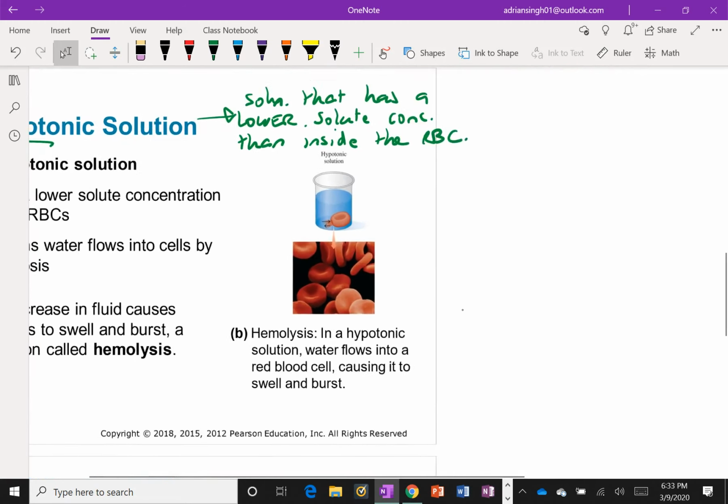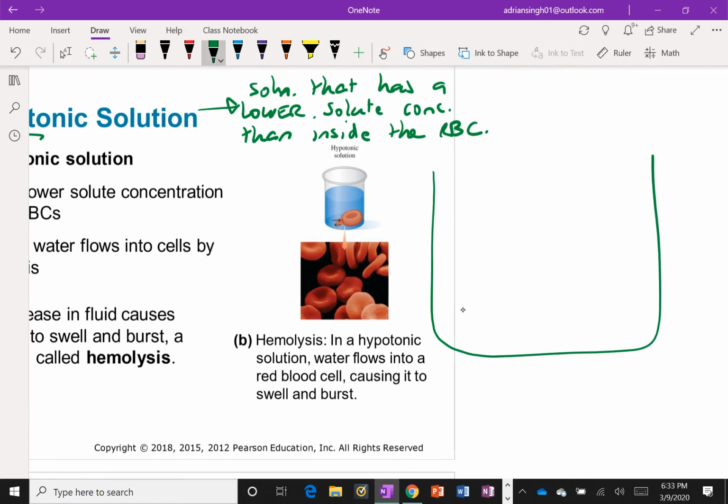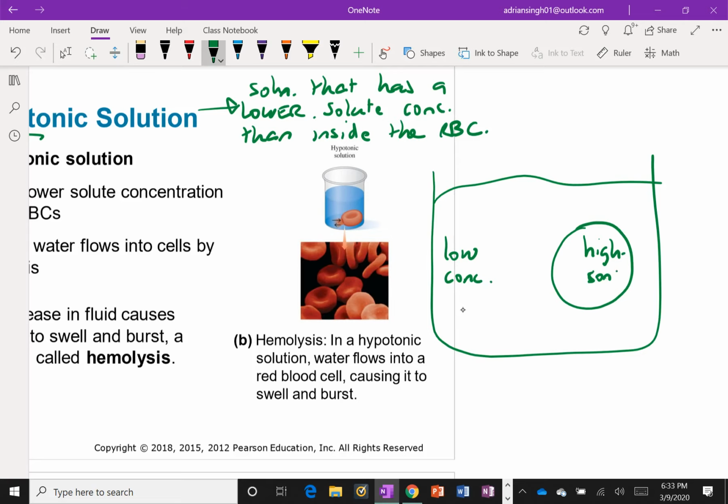So in this case, if you were to take a closer look at it, there's our solution, there's our red blood cell. Here we have a low solute concentration relative to the inside of the red blood cell, which is going to have a high solute concentration. So in which direction is water going to move? Into the cell or out of the cell? Water moves from low solute concentration to high solute concentration. So water is going to flood into that cell.